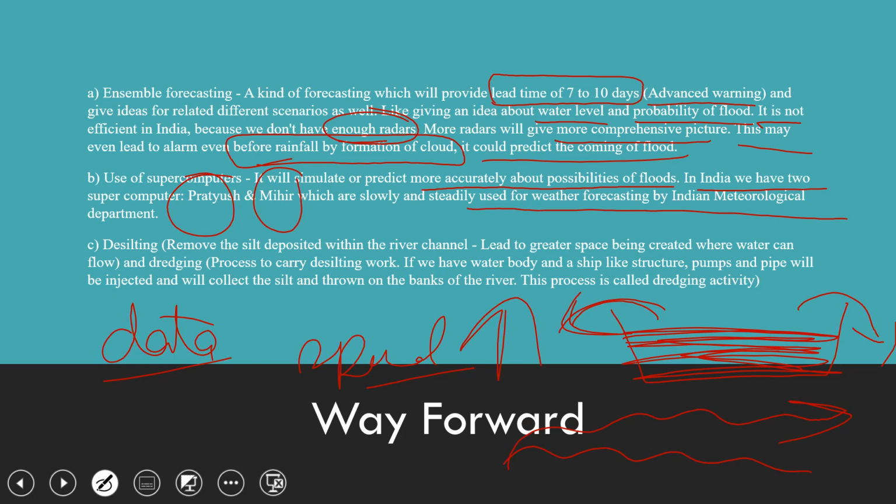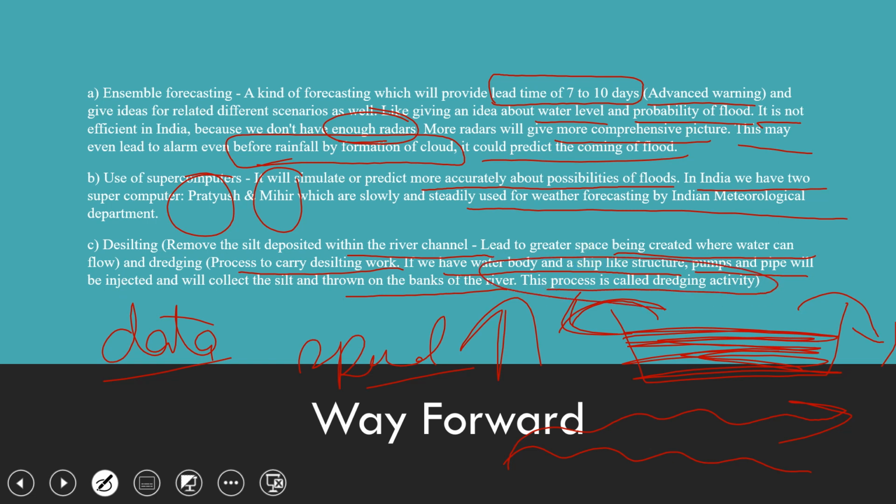So if we use desilting, then we will be able to check the flooding of the river. Removing the silt deposited within the river channel leads to greater space being created where water can flow. And dredging. What is dredging? The process to carry out desilting work is known as dredging. So we have to perform dredging so that desilting can be done. And if we have a water body and a ship-like structure, pumps and pipes will be injected and will collect the silt and throw it out onto the banks of the river. This process is called dredging activity.